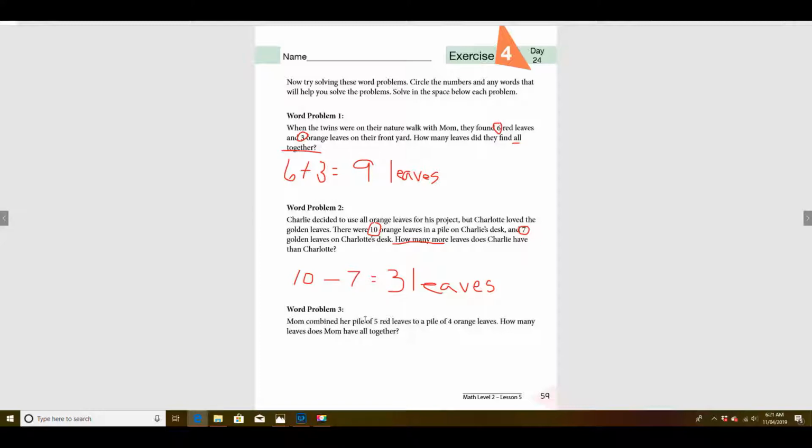All right, let's look at word problem number 3. Mom combined her pile of 5 red leaves to a pile of 4 orange leaves. How many leaves does Mom have all together? Okay, so our question is about leaves. So let's circle our numbers that talk about leaves and look for our clue word. It's how many and then all together. That means plus, right? All right, so let's put our numbers where they go. So here's our equation. What would our answer be?